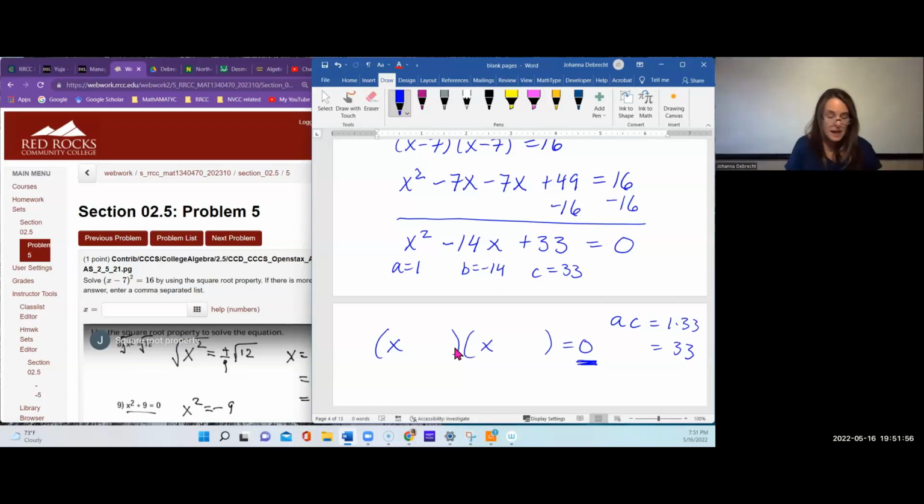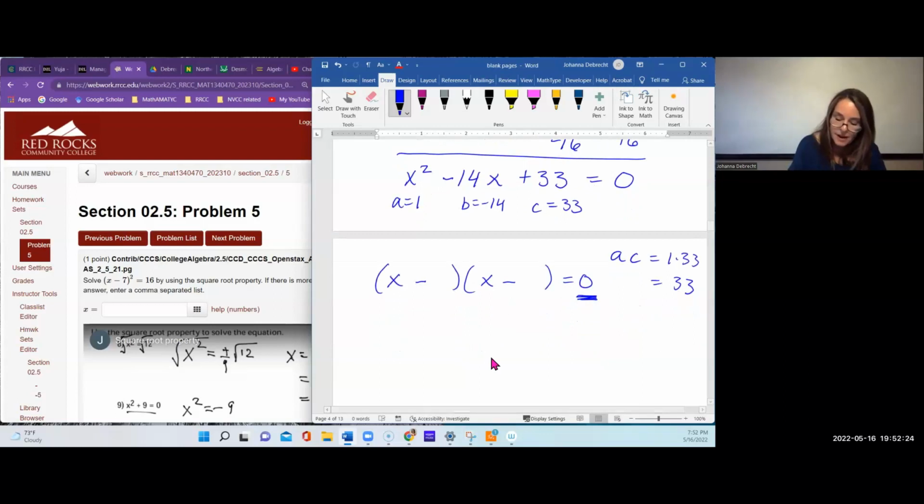And then we look at the signs in the original. This is our new original. The last sign is a positive, which tells me they're the same. This is negative, which then tells me they're both negative. So I've got a negative here and a negative here. Because the coefficient of x squared was 1, I need two numbers that multiply to give me 33, but add, last sign, to give me 14.